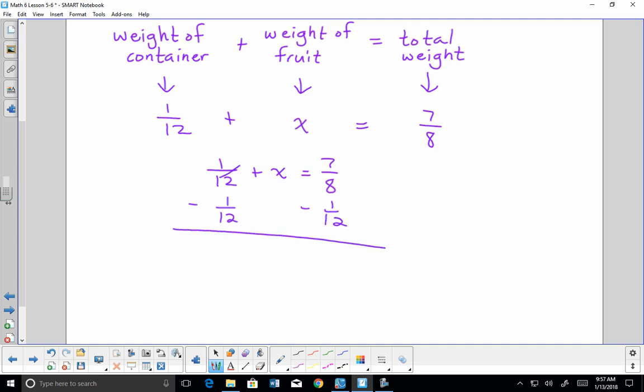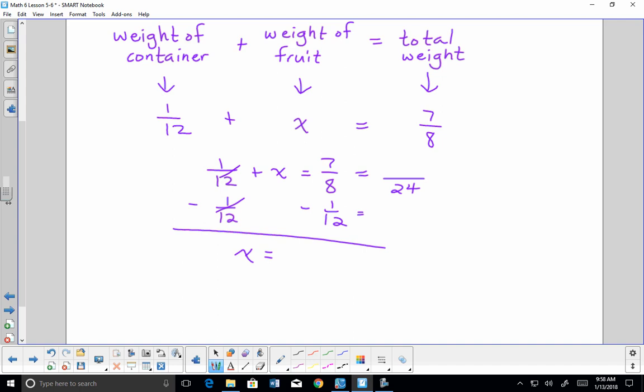Over on the right side of the equation, I have to get a common denominator between 8 and 12. And for some people, this is a bit more complicated. I always tell people, look at your bigger number. Think about it. 8 does not divide into 12. 12 times 2 is 24. 8 does divide into 24, so my common denominator here must be 24.